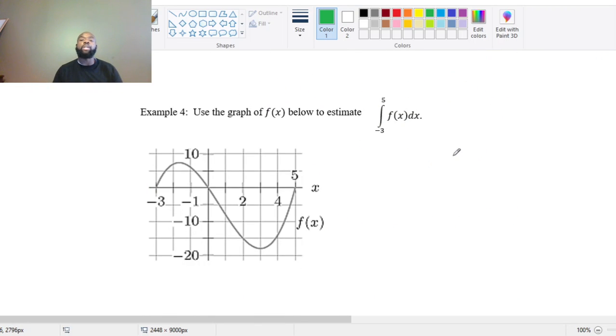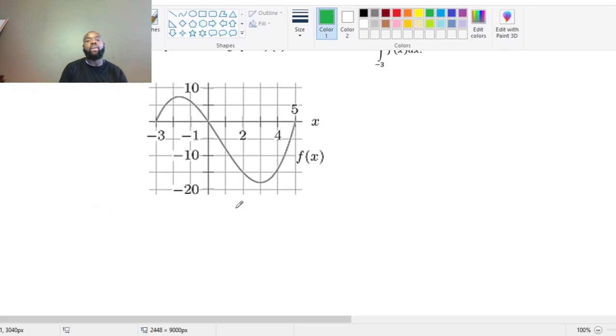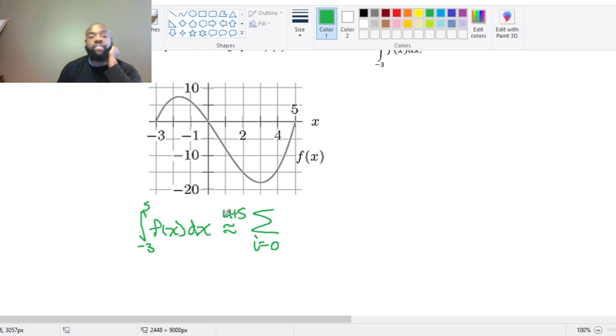Last but not least, we're going to look at this example here. We have the integral from -3 to 5 of f of x dx. Again, when I'm given a geometric figure and I have to figure these things out, I'm going to use my left and right hand sums to help me find the integral of f of x dx, right? So I'm going to start with my left hand sum, and remember, sigma notation, i equals 0 to n minus 1. Well, when I'm given a graph like this, I'm going to use all of my values that are labeled, right? That are ticked off, right?